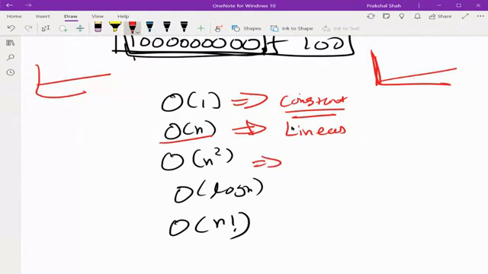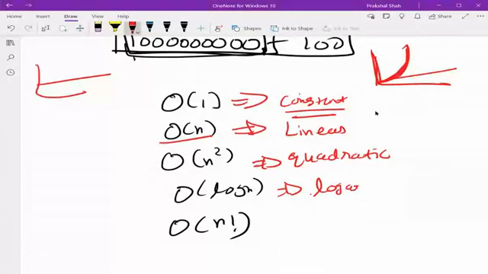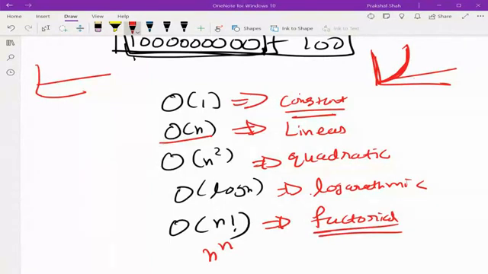Order of n square will be called a quadratic graph, because its graph will look like this. If you have learned basic 9th-10th maths, you will know this. Order of log n will be known as a logarithmic graph, and n factorial, we can also say n raised to n, is known as my factorial graph. Factorial complexity, right?